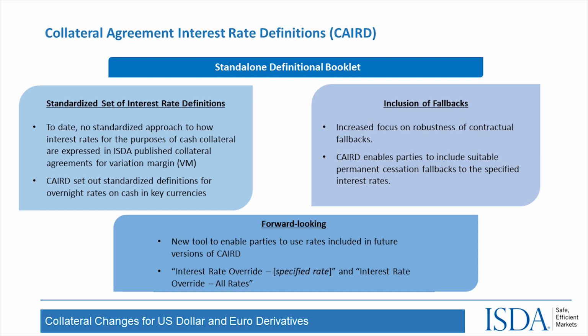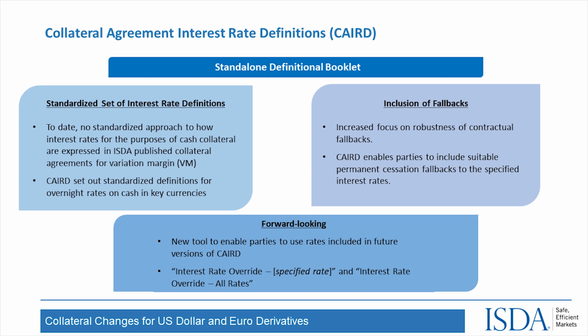Secondly, the benchmark reform process has produced a number of recommendations for fallbacks to be incorporated into collateral agreements for use if a benchmark ceases to be published. The collateral agreement interest rate definitions therefore include standardized fallbacks, which Susanna will discuss in more detail in a moment. She'll also give you more detail about an important new optional tool that ISDA has created to try to future-proof the way in which the collateral agreement interest rate definitions are incorporated into parties' agreements.